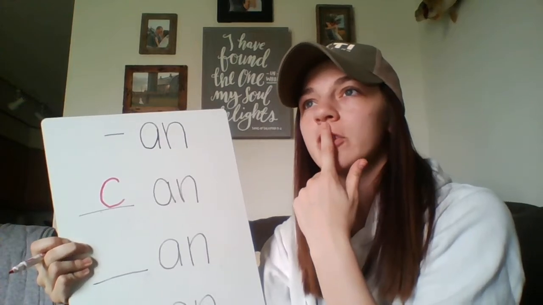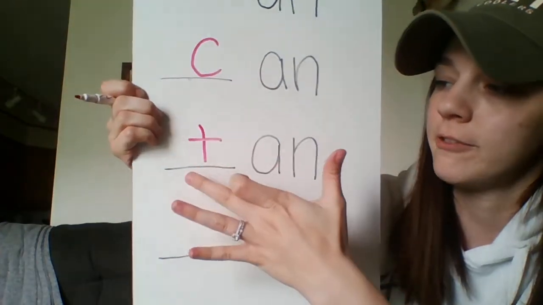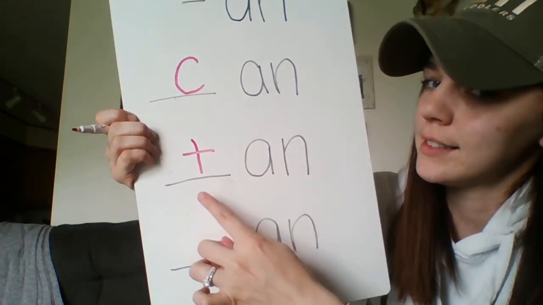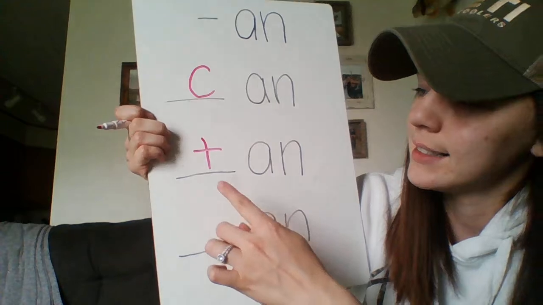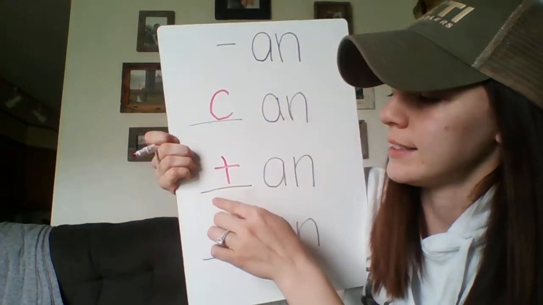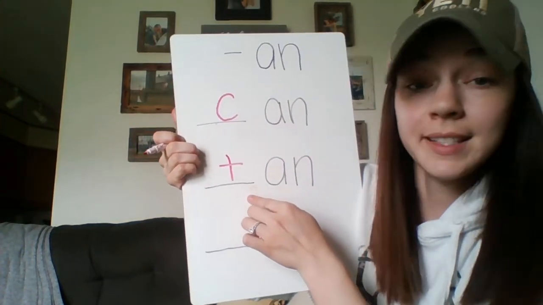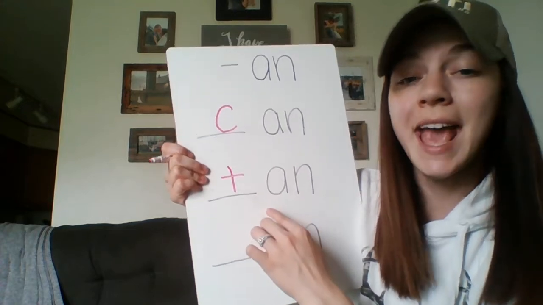All right, let's think of another. Ooh, what about the T sound? What sound? Think about the sound that T makes and add an at the end. Okay, we have t, an, t, an, tan, tan. It makes the word tan.